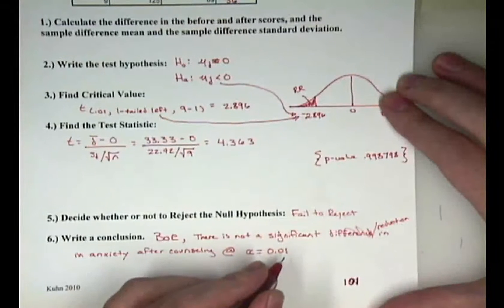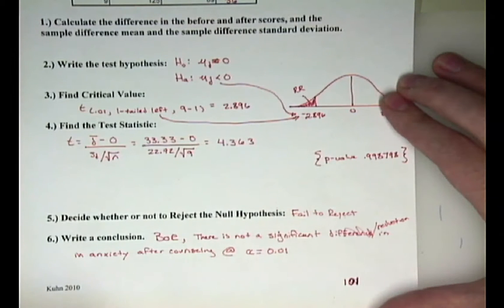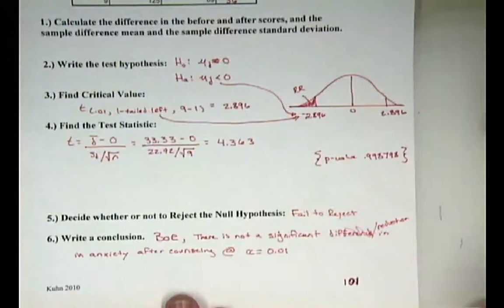So that is the critical value method for doing dependent sampling, otherwise known as a before and after study. And that was example 9.1.